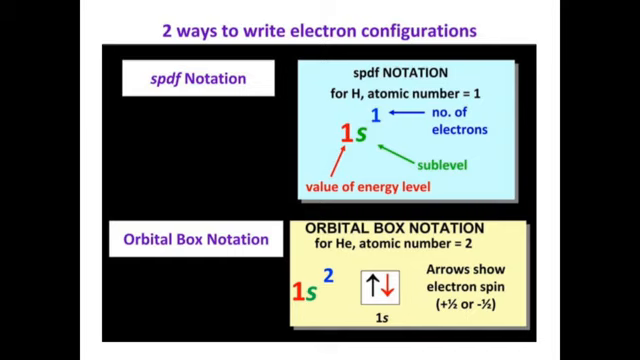In the orbital box, let's use helium, whose atomic number is 2. The orbital box will show us how they are being arranged. You have the energy level, you have the sublevel, you have the number of electrons. But in addition to this information, the orbital box will now show us how they spin. One is going up and the other is going down. So these are two major ways to write electron configuration.